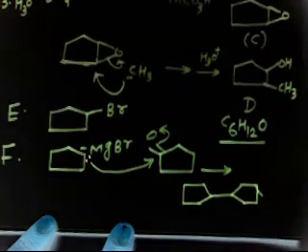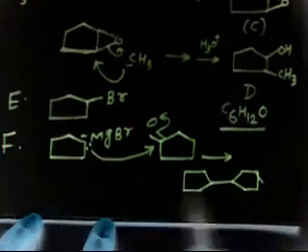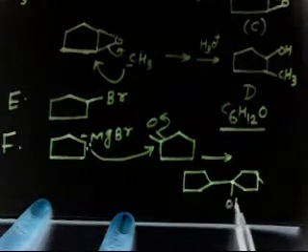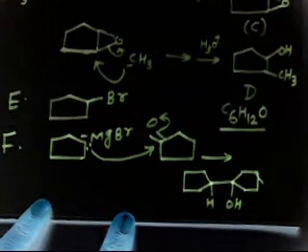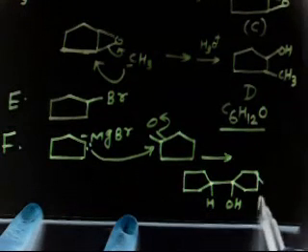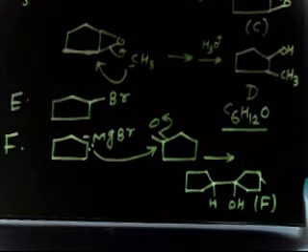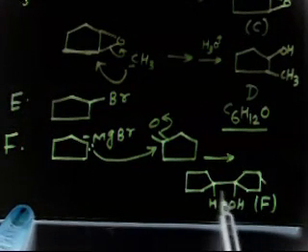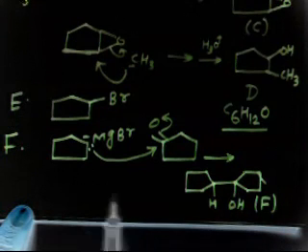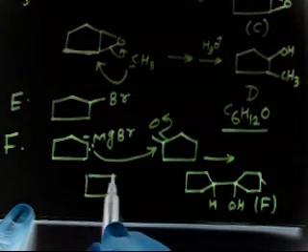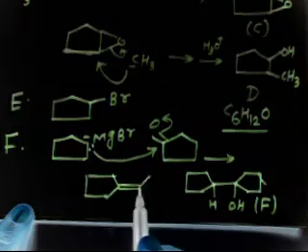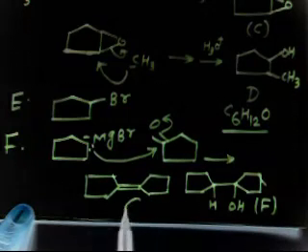You have two 5-membered rings connected. And on one ring you will have OH. So here you will have OH and here you will have H. So this is your F. Are you getting or not? And if you do dehydration of F, you are getting G. So if you do dehydration, you will have a double bond. So G is something like this.